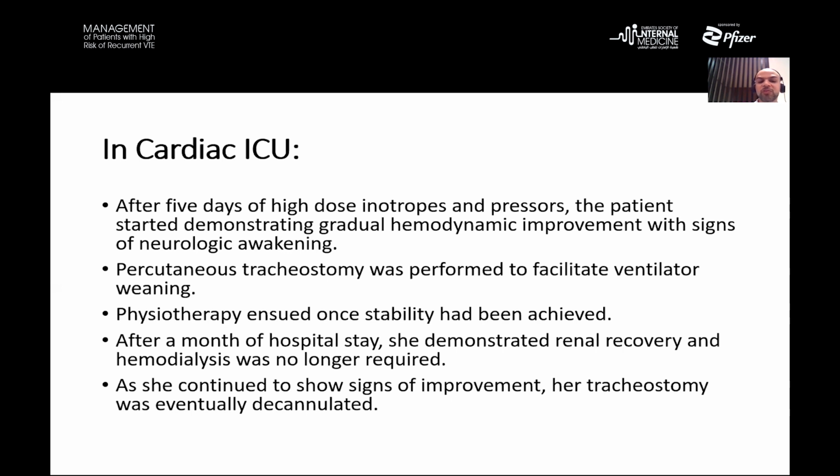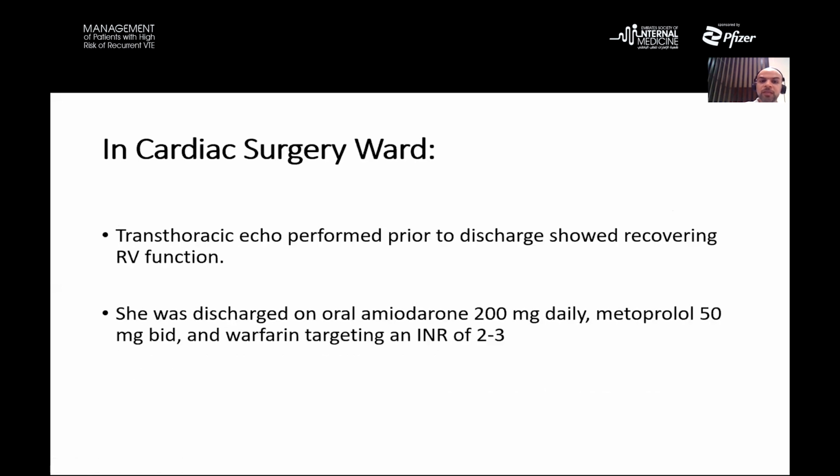And after 1 month of hospital stay, she demonstrated a very good renal recovery, and hemodialysis was no longer required. And the patient showed very good respiratory improvement, for which the tracheostomy was closed. In the cardiac surgery ward also, we had requested another transthoracic echo to assess the RV as well. And it showed a recovering RV, and I'm going to show it to you.